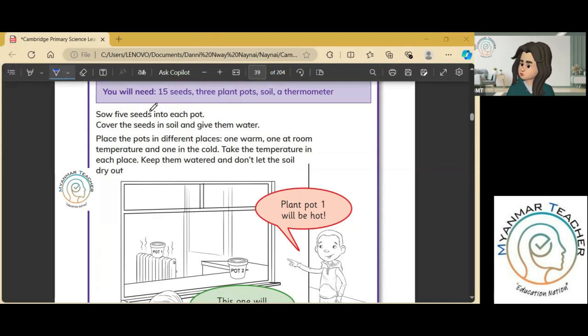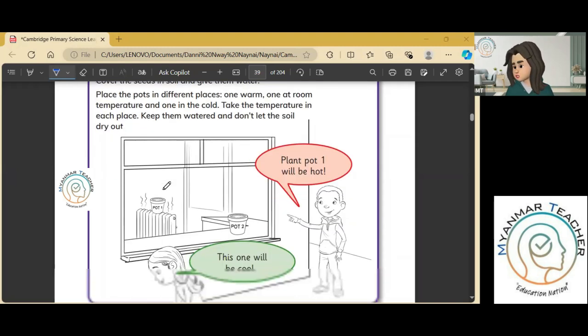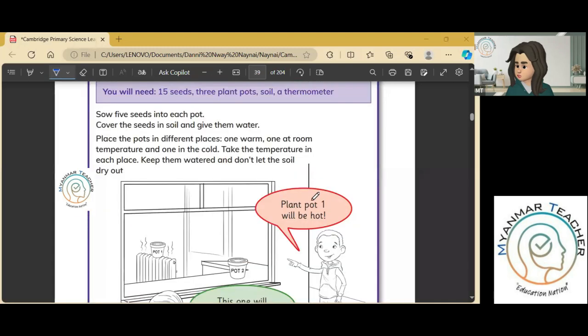Sow 5 seeds into each pot. Cover the seeds in soil and give them water. Place the pots in different places, one warm, one at room temperature, and one in the cold. Take the temperature in each place, keep them watered, and don't let them dry out.